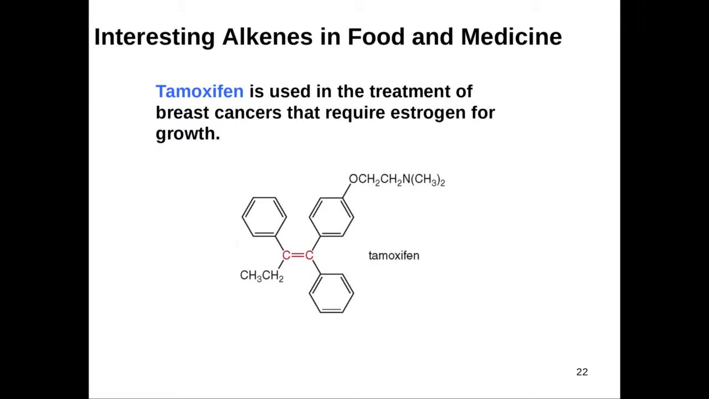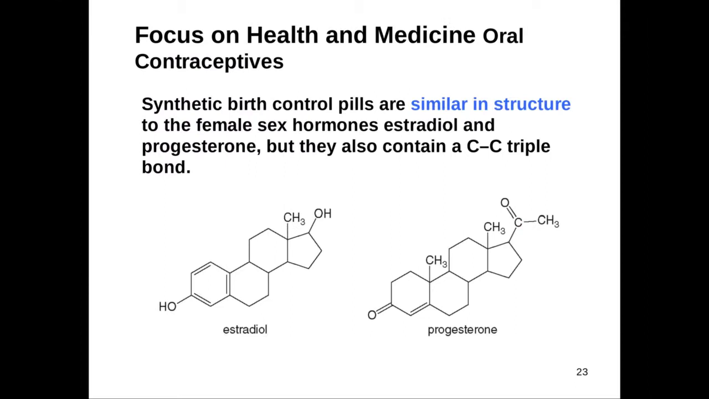So tamoxifens, again, are great little alkenes that are used for treatment of breast cancer. Now, contraceptives also take advantage of alkenes. So we have synthetic birth controls, and the structure inside there is very similar to the sex hormones estradiol and progesterone, but they also contain CC triple bonds.